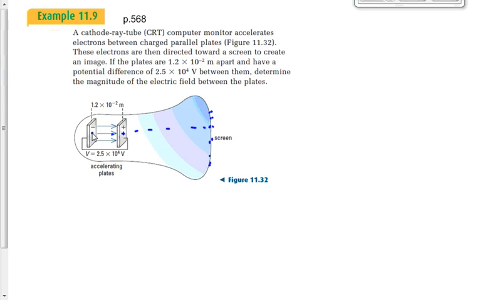Now, this question is simply telling me that the plates way over here that accelerate the electrons, that get the electrons moving to the speed that they need to get to, are 1.2 times 10 to the negative 2 meters apart. They're also telling me the potential difference is 2.5 times 10 to the 4 volts. That's going to be delta V. They're calling it V right there. We should call it delta V. Right now, you're not going to really see what the difference is between V and delta V, but you will. Okay, so it's not really V, it's delta V.